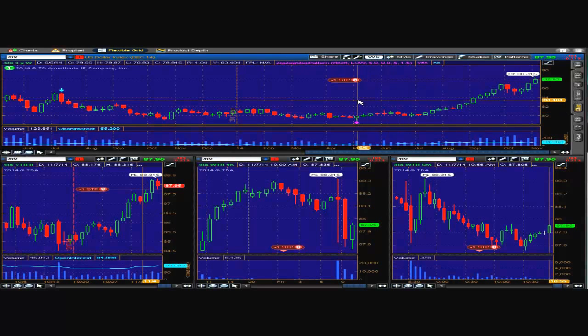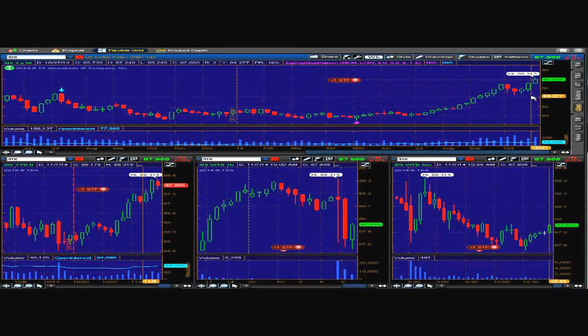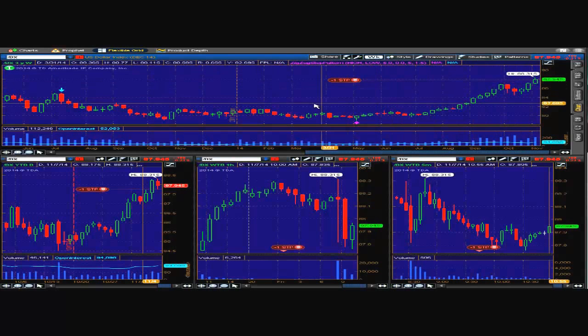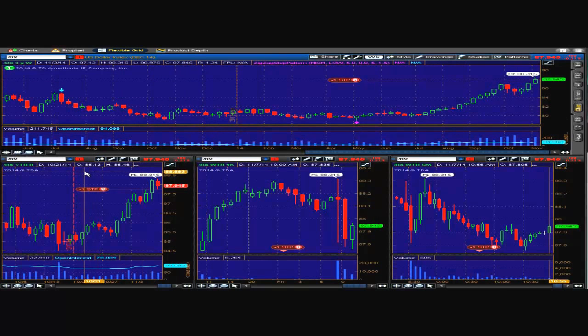This right here is the U.S. dollar index futures. As you can see, we broke out. We're continuing to rally. This is a weekly chart. Below this is a daily chart of the U.S. dollar, an intraday 60-minute chart, and an intraday 5-minute chart.